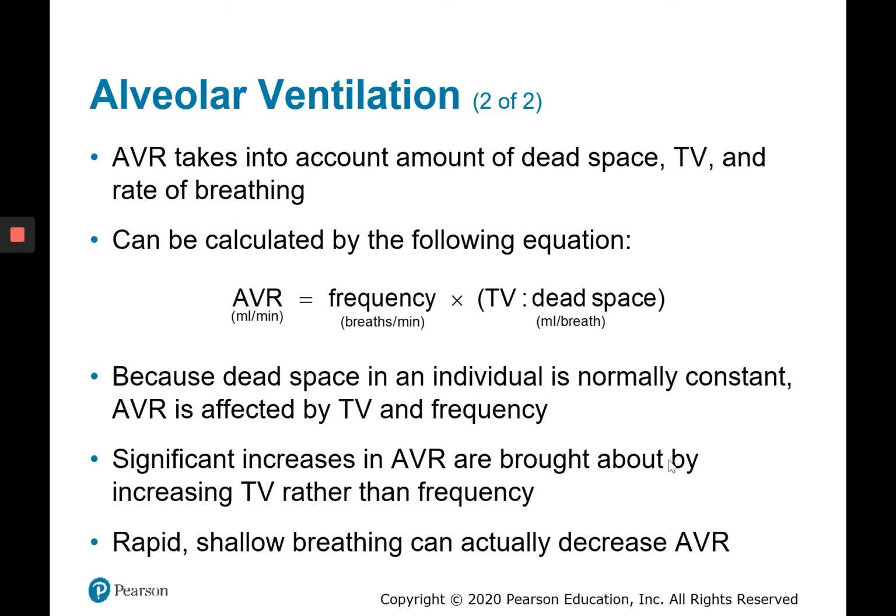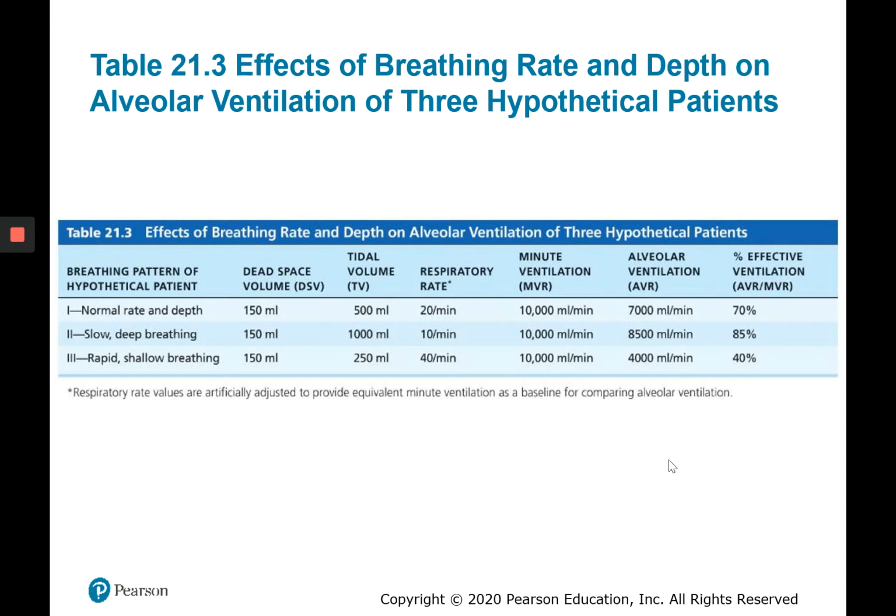Rapid shallow breathing can actually decrease AVR, because if you reduce the depth of breathing, you are going to reduce the amount of time that air has to get to those alveoli or the ventilation spaces. So rapid shallow breathing can actually decrease AVR, whereas slow deep breathing gives more time for that air to get to those alveolar spaces, and that will increase AVR.